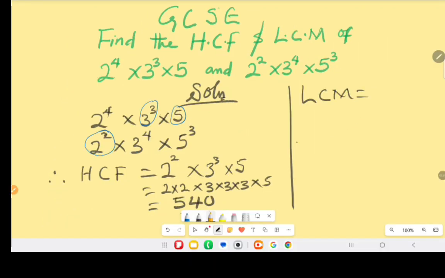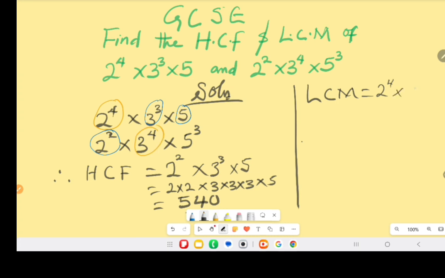In this case, we have the highest number of 2 to be here. We write 2 raised to the power of 4. And we have the highest number of 3 here. We write times 3 raised to the power of 4. And we consider 5. We have the highest number of 5 here. We write times 5 raised to the power of 3.